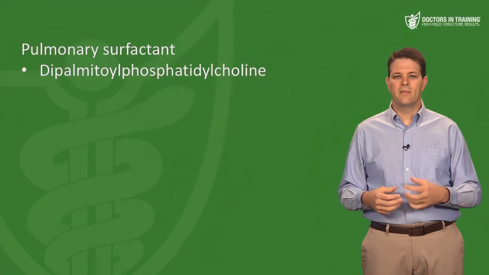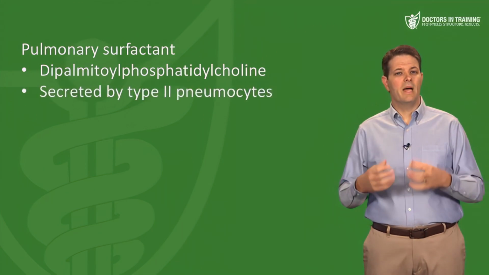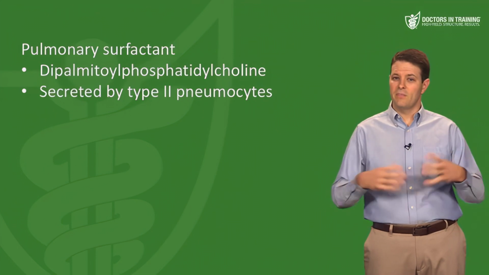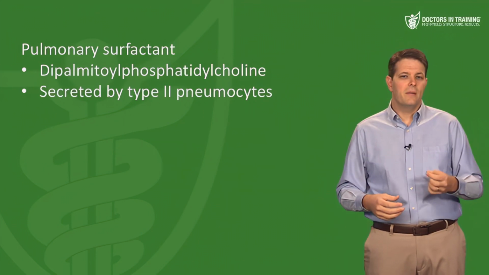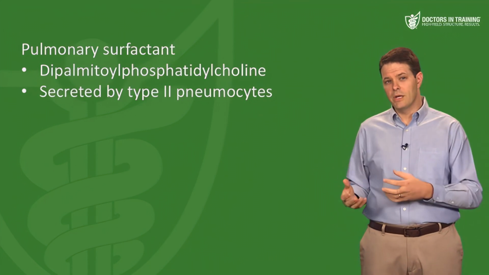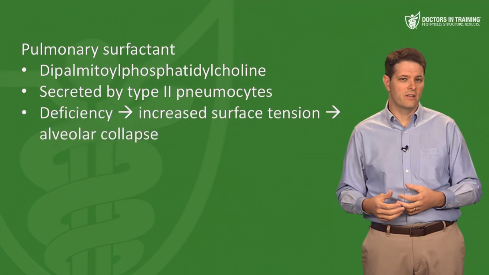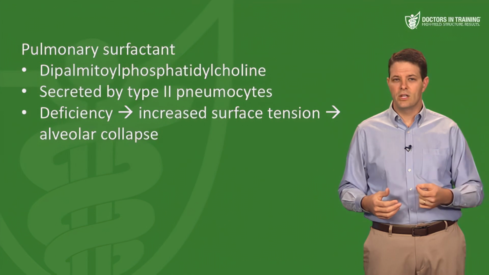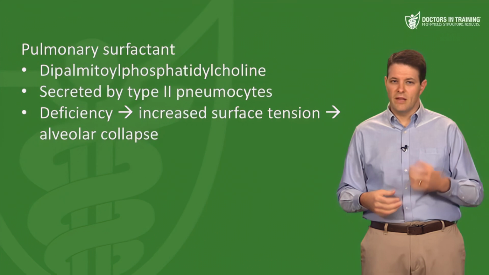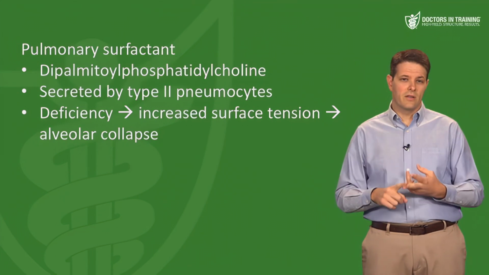Pulmonary surfactant is a substance, mainly dipalmitoyl phosphatidylcholine, that's secreted by type 2 pneumocytes to reduce surface tension in the alveoli and allow the alveoli to expand and fill with air. Now, these type 2 pneumocytes mature around 34 weeks of gestation. So a premature neonate who's born before 34 weeks is at increased risk for surfactant deficiency, which results in increased surface tension and collapse of the alveoli. Now, other risk factors for NRDS, besides being premature, include maternal diabetes and also cesarean delivery.